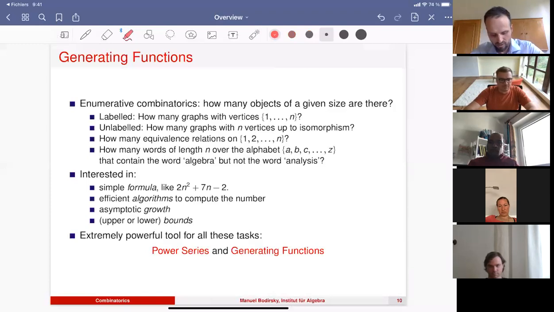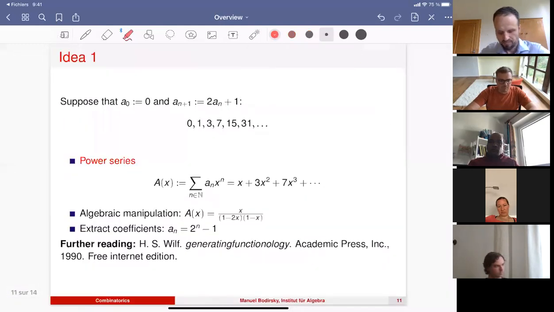We might also be interested in the asymptotic growth. How quickly does it grow? This is important if you want to estimate lower and upper bounds. For all these, there's, as a first step, a tool, power series, and as a second step, generating functions. So what's the idea?